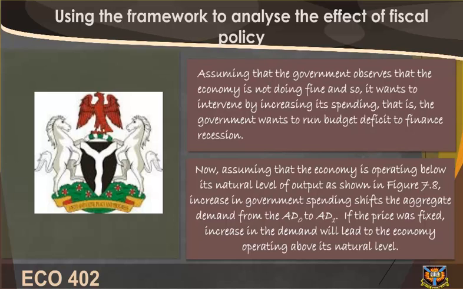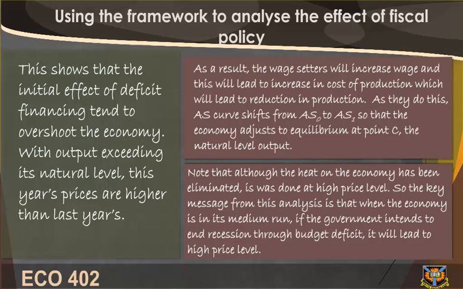Assuming that the government observes that the economy is not doing fine and so it wants to intervene by increasing its spending, that is, the government wants to run a budget deficit to finance the recession. Now, assuming that the economy is operating below its natural level of output as shown in figure 7.8, an increase in government spending shifts the aggregate demand from AD0 to AD1. If the price was fixed, the increase in demand will lead to the economy operating above its natural level. This shows that the initial effect of deficit financing tends to overshoot the economy.